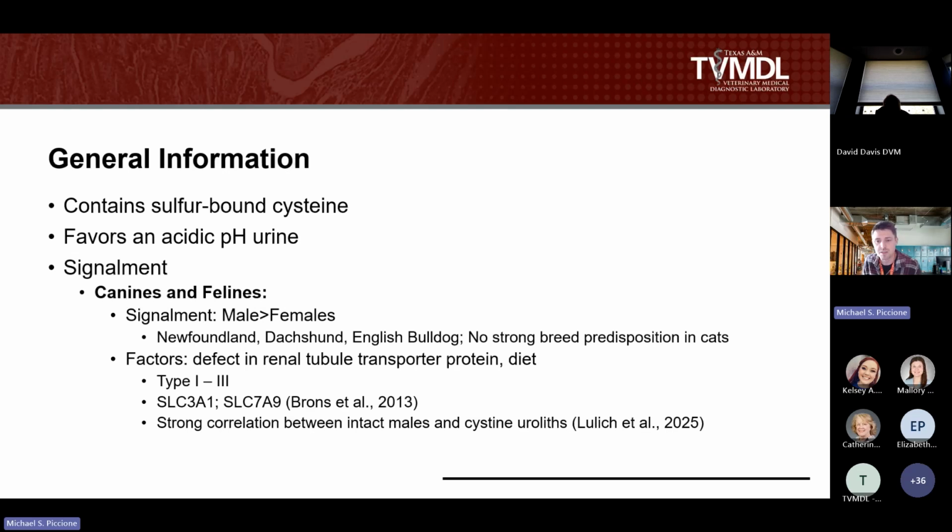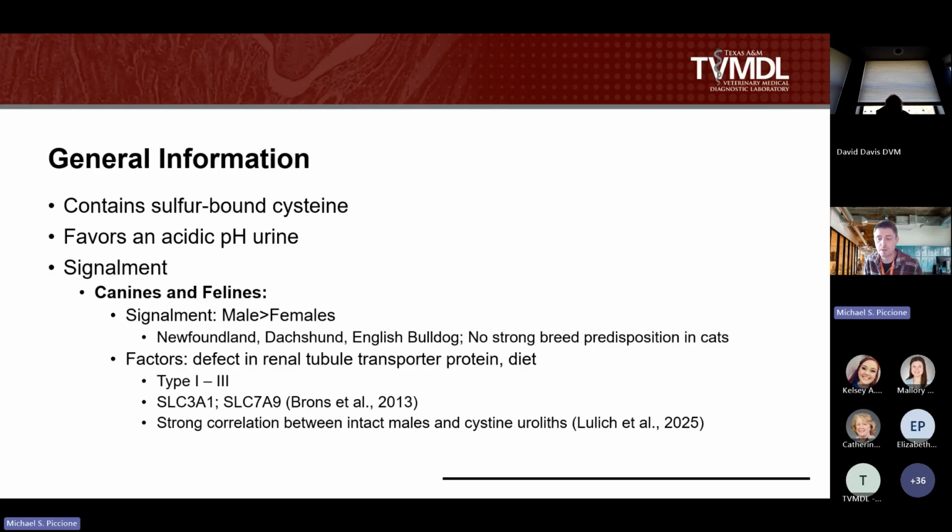But the point is there is a very strong connection between intact males and the formation of these uroliths. And the reason why this is important, and the reason why I bring this back to the type 1 through 3, some of these carriers of type 1, type 2, and type 3 are more dependent on various androgens, type 3 being thought as the most androgen dependent. So you can still neuter these patients, and it may not have the desired effect.